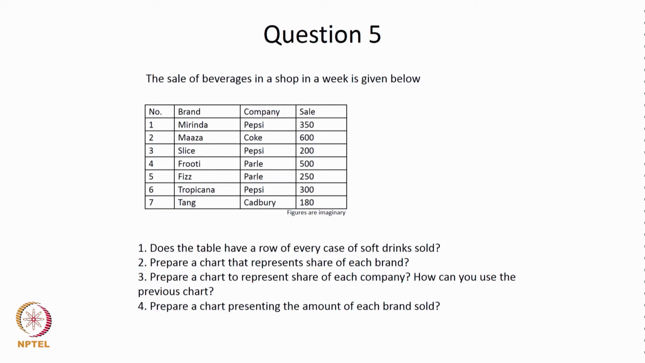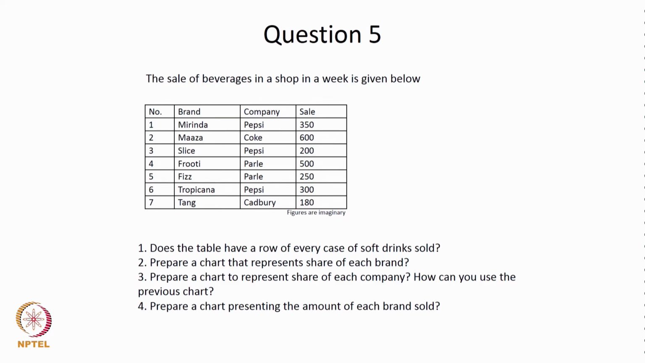If we have to prepare a chart that represents the share of each brand, which is given here, then it will be good to do a pie chart. First, we find out the total sale, and then we find out the fraction or percentage of each sale for each of these brands, and then we could draw a pie chart which would represent this. The word share in the question is indicative of proportions, and therefore, a pie chart is to be used.